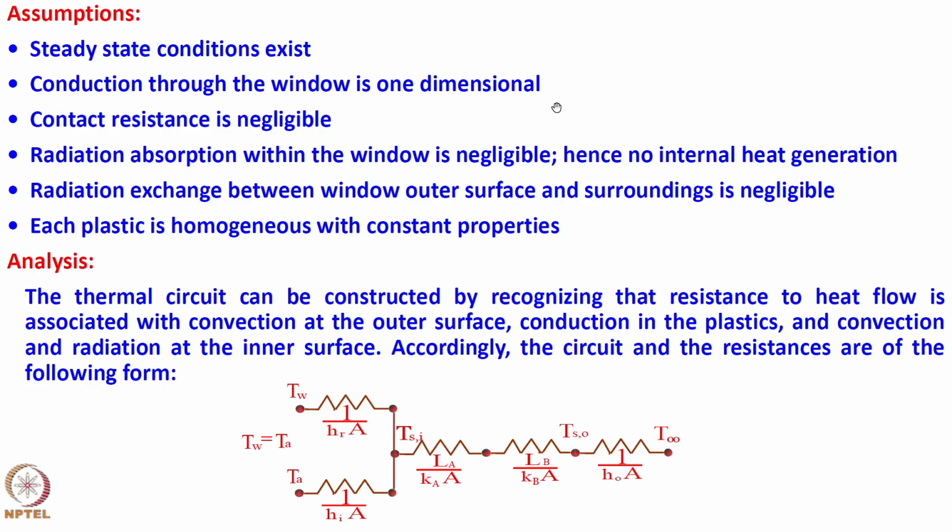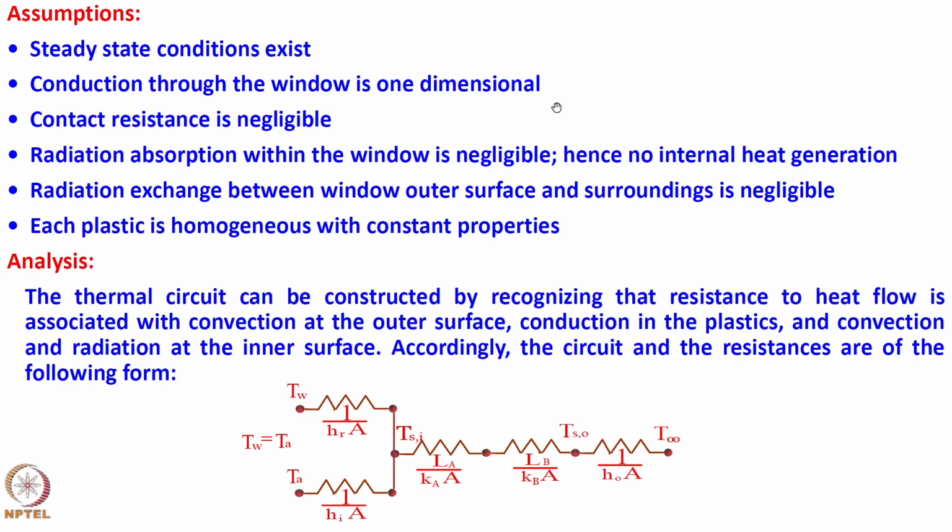Okay, we need to make a few assumptions: steady state conditions, of course. Conduction through the window is 1D, we have not dealt with 2D conduction, it is primarily 1D from the oven to the ambient air. Contact resistance is negligible. What is that? It is between the two window materials La and Lb. Ka and Kb are two different materials. What if it is there? A value should have been given for the contact resistance. Since nothing is given, it is taken as negligible.